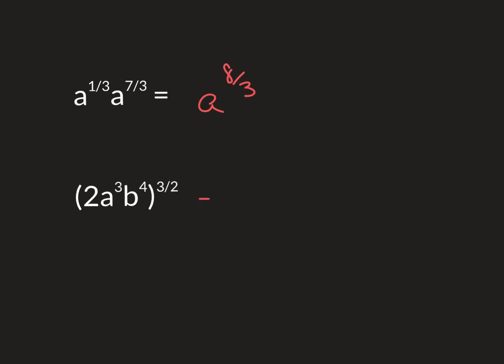This exponent is outside. It goes for everything inside. So we get 2 to the 3/2 power. A, remember, power to power you multiply, 9/2 power. B, power to power multiply. That'd be 12/2. 12/2 is really 6. So 6. All right.